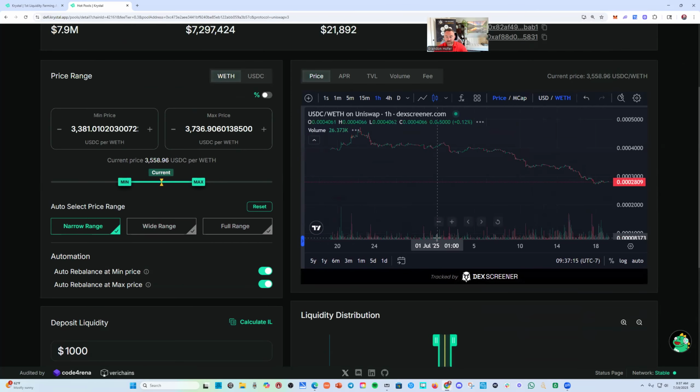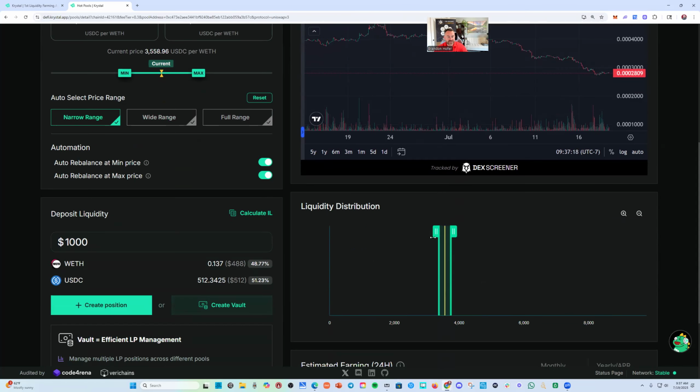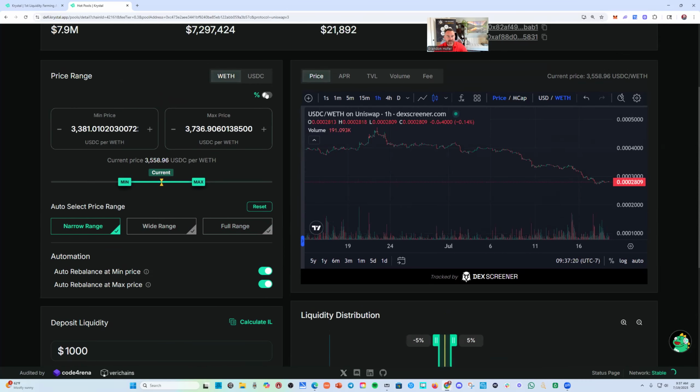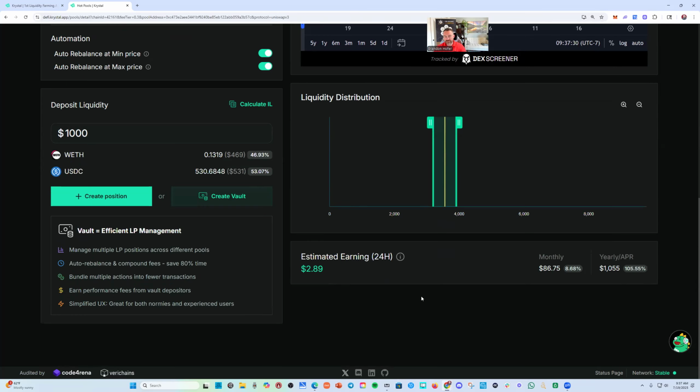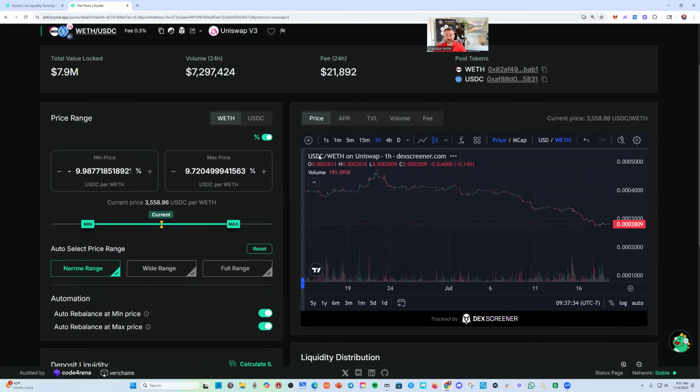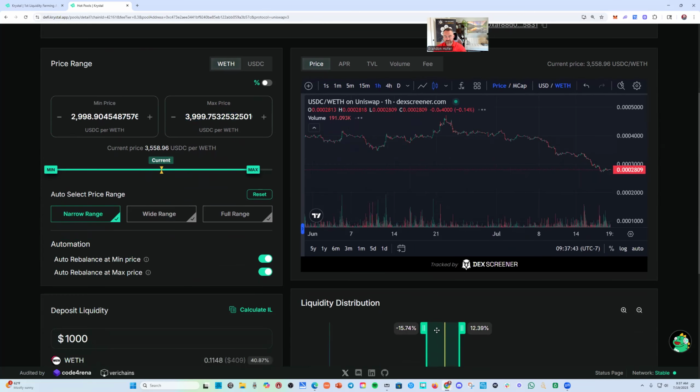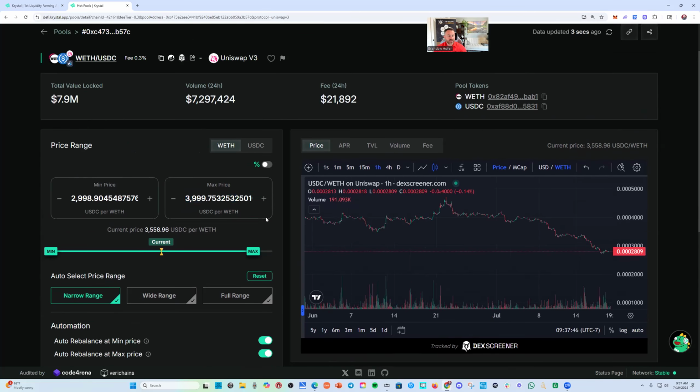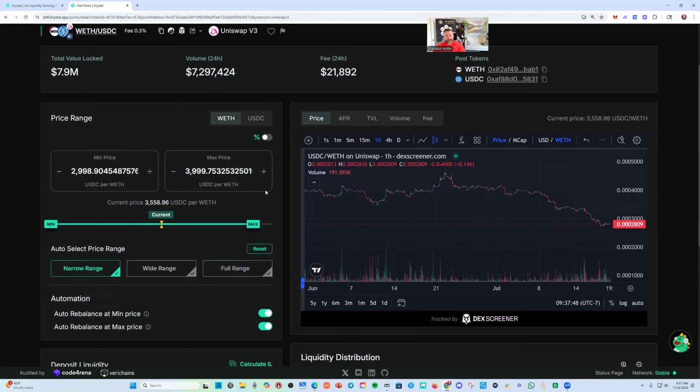If I wanted this to be in percentages, like 10% on either side, I can toggle this here and just say I want 10%, 10%. Boom, yearly APR 105. Okay. Now that doesn't allow for very much fluctuation, so I'm actually going to kick it back to where I was before. And that's about 15%, 12%. Okay, so I've got my range set.